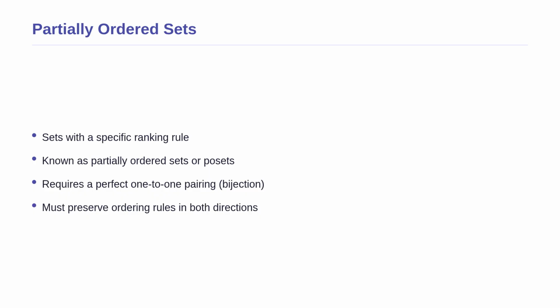Building on our company analogy, in mathematics, we study sets of items that have a specific ranking or ordering. We call these partially ordered sets, or posets for short. A poset is just a collection of elements combined with a rule that tells us how to compare them. For a function to be an order isomorphism between two posets, it must do two things perfectly. First, it must be a bijection, meaning it creates a perfect one-to-one pairing between every element in the first set and the second set, with nobody left out. Second, it must preserve the ordering rules in both directions.